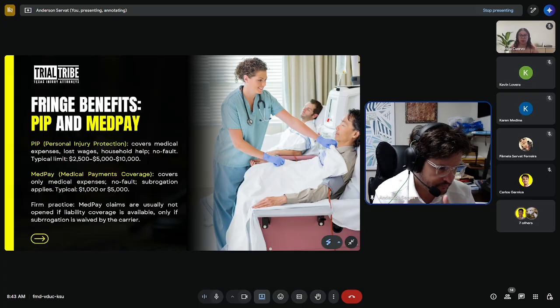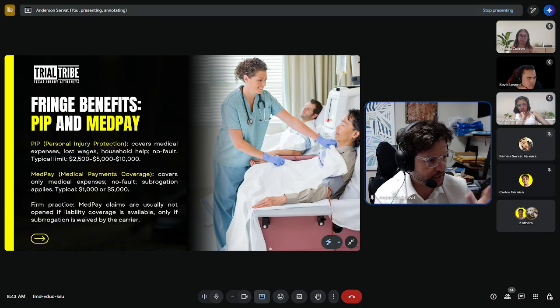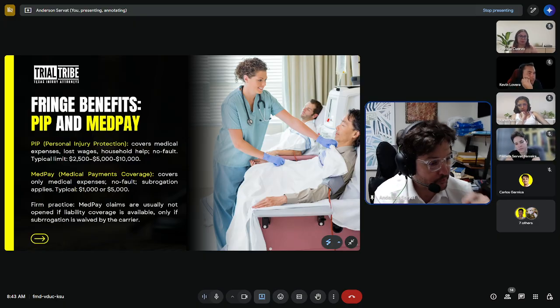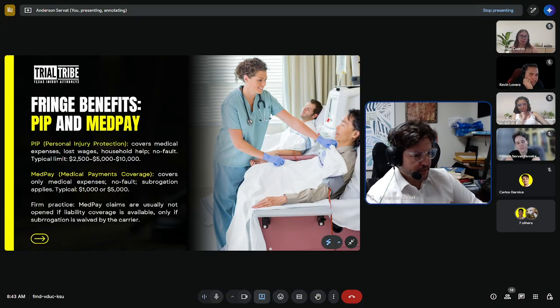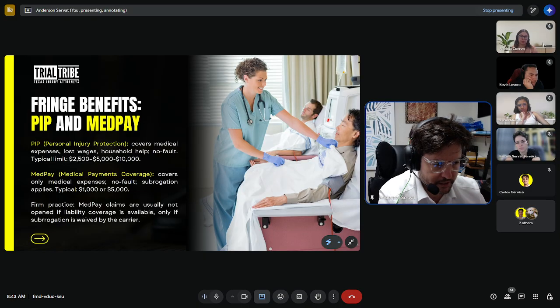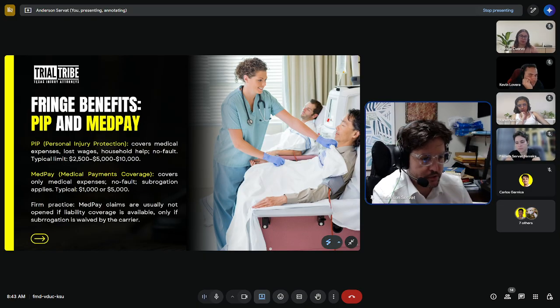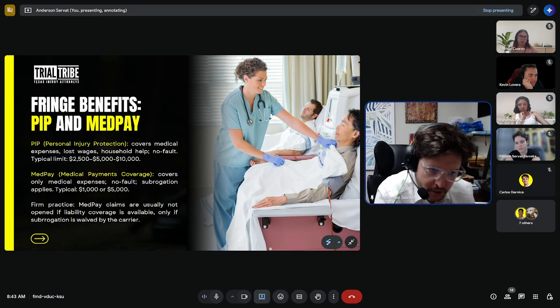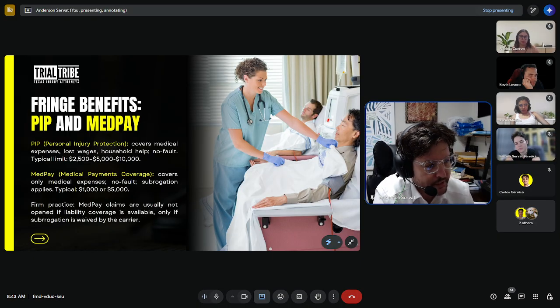So whatever happens, with PIP you have the expense, you just get the check and forget about it. With MedPay, they're going to pay, but they're going to charge you later if there's any other coverage that was not disclosed in the beginning. In this situation, we're going to get the check from the PIP, and we're going to talk with the adjuster to get a waiver.